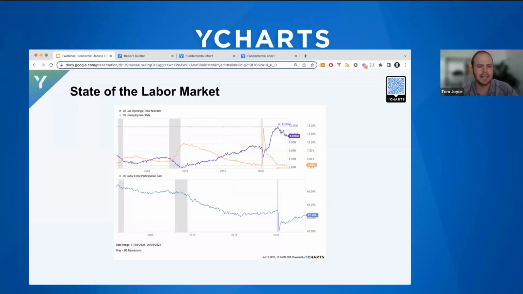And at the bottom, you can see the labor force participation rate. Since the end of 2000, beginning of 2001, we've seen a steady decline in the labor force participation rate, and that hasn't really recovered. Even with the pandemic, we can see that drastic drop. It did come back, but not to pre-pandemic levels or the levels of the early 2000s and late 90s. Something to focus on moving forward.